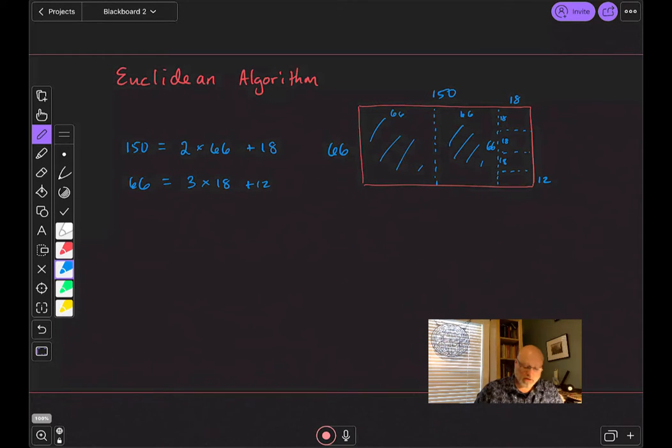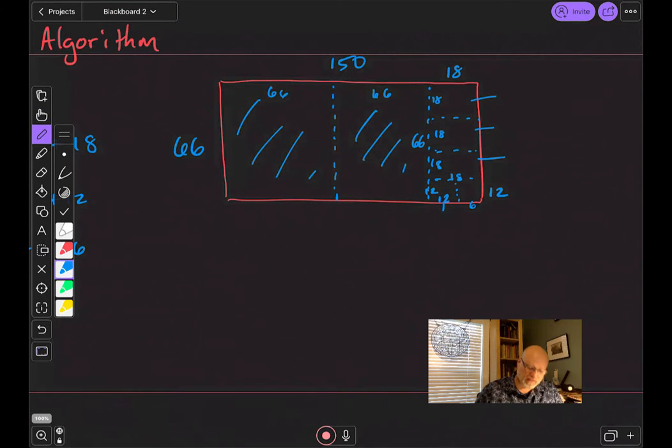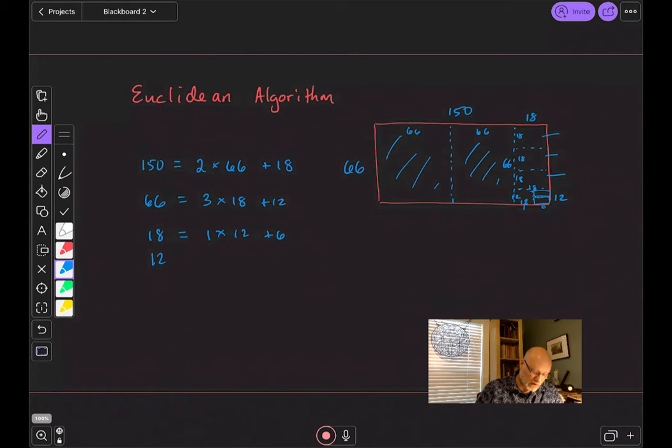Then we repeat the process. I look at 12 and ask how many times it goes into 18, because I have this rectangle that's 12 by 18 now. Obviously 12 goes into 18 once, so 1 times 12, and we have 6 left over. I make my little 12 by 12 box in that corner, and that means this is 6 right there. Then I do the same thing, and I have exactly 2 squares that fit in there. So 12 equals 2 times 6 plus 0.